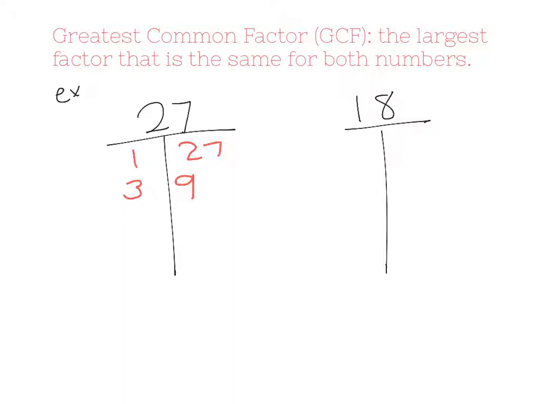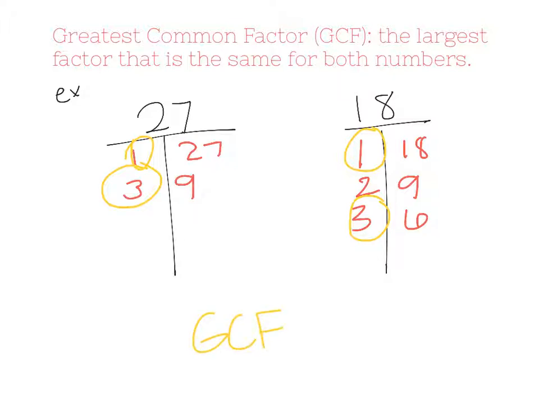Now, I also have to do the factors for 18, which I have 1 and 18, 2 and 9, and 3 and 6. So if I look at all of the common factors, they both have 1 as a common factor as well as 3. Well, 3 is the greater of the two, so our GCF for 27 and 18 is 3.